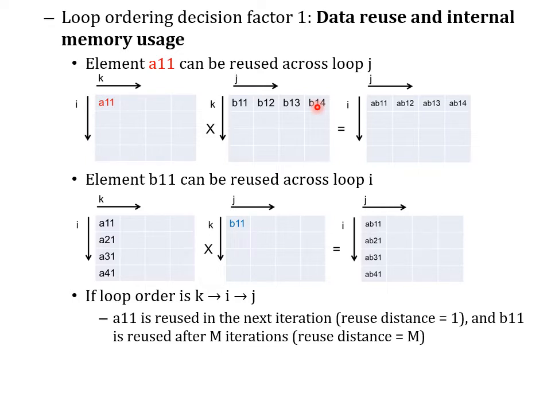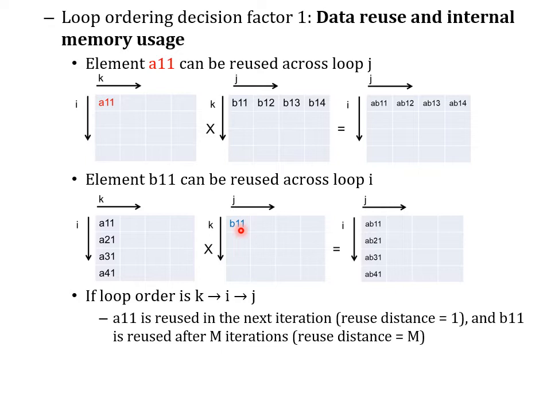Let's look at it from the viewpoint of B11. Again, the loop order is K, I, J. So after accessing B11, when is it reused? Is it the next iteration? No, the loop order is K, I, J. So B12 is going to be accessed in the next iteration. B11 will be accessed 1, 2, 3, 4, so m iterations later.